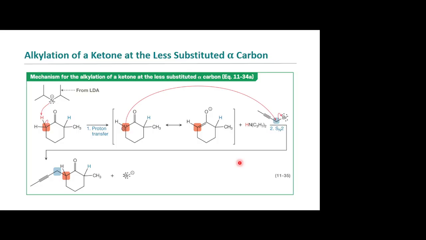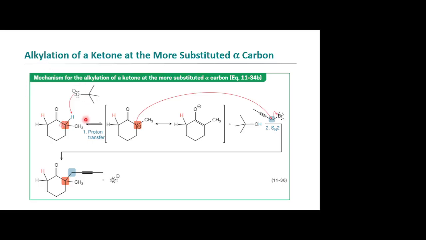This is actually the mechanism here. So this is the LDA right here. And it's a bulkier base, and so it's going to attack the less substituted side and take that hydrogen from the less substituted side. That will give us the negative charge on the less substituted side, which is then going to attack in that SN2 reaction. And so we'll get the substitution on the less substituted side for LDA.